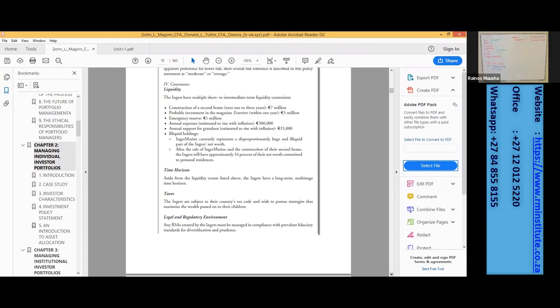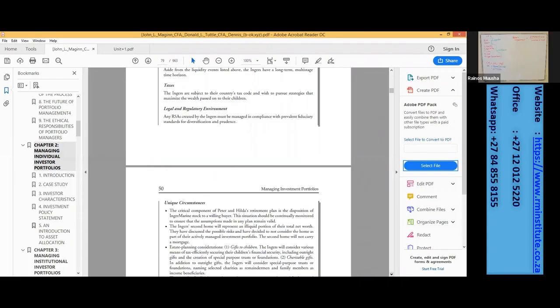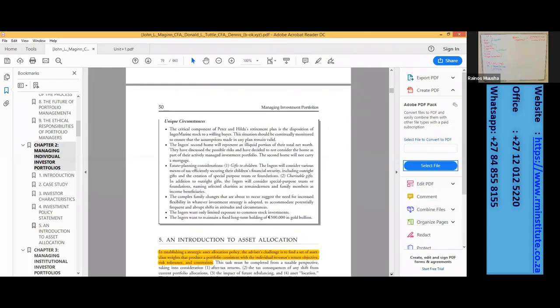Then, under unique circumstances, this is where you're now going to be looking at any other constraints which are unique, which cannot be categorized as liquidity, legal, time, or tax constraints. In this case, when it comes to the Inga family, the first unique circumstance they have to take into account is the critical one. They say the critical component of the Peter and Hilda retirement plan is the disposition of the Inga stock to a willing buyer. So this situation should be continually monitored to ensure that the assumptions made in any plan remain valid.